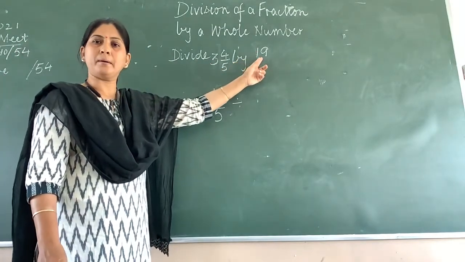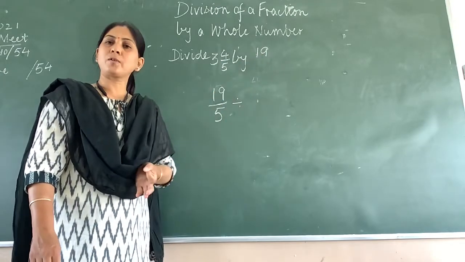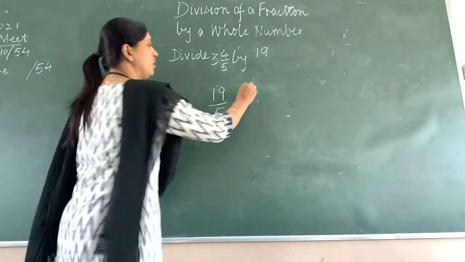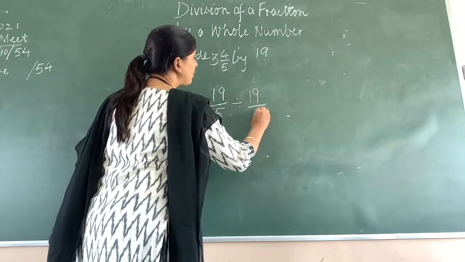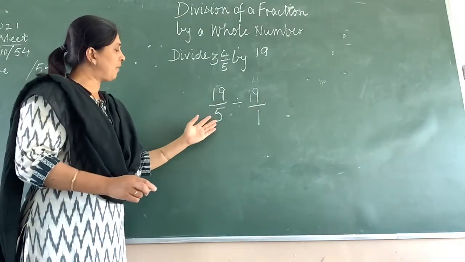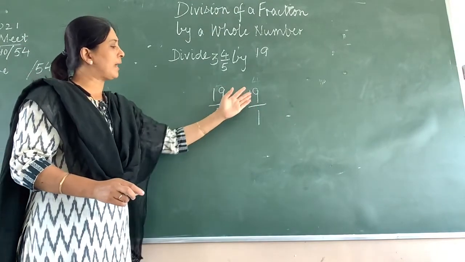19 is a whole number. How can 19 be written in fraction form? 19 means 19 over 1. So let's write 19 over 1. Now, what do we do? We have to divide 19 over 5 by 19 over 1.